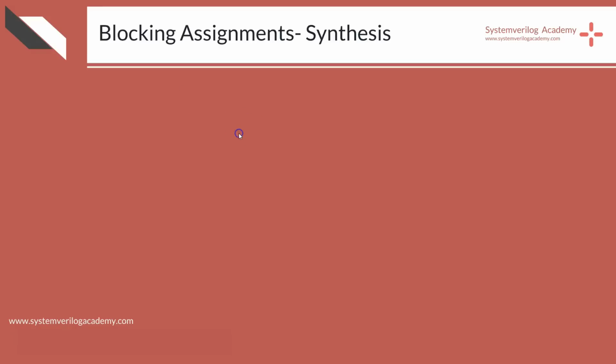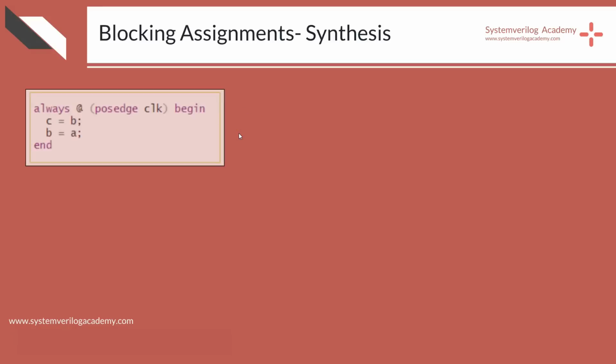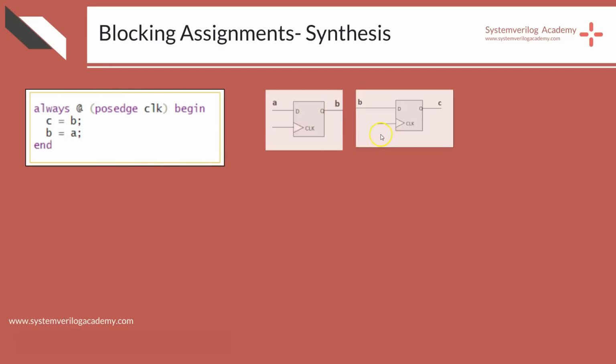Blocking assignment in synthesis. As discussed in the previous slide, this always block produces two D flip-flops and you need to make the connection now. Both statements are written in the same always block and blocking assignments are used. Thus the circuit should behave in an equivalent manner to executing these statements sequentially. Therefore, the output of the first flip-flop will be connected to the input of the next one using the wire B, as shown here.